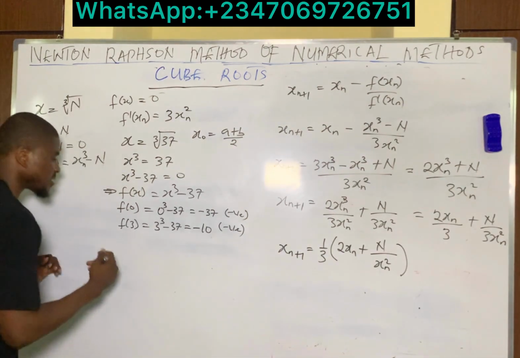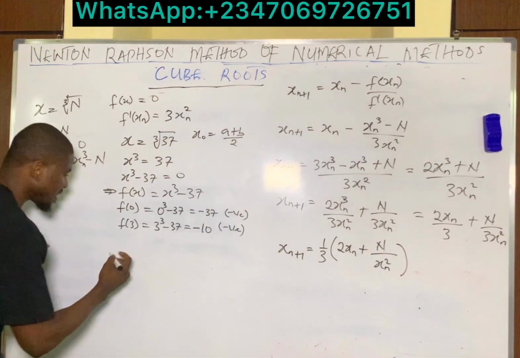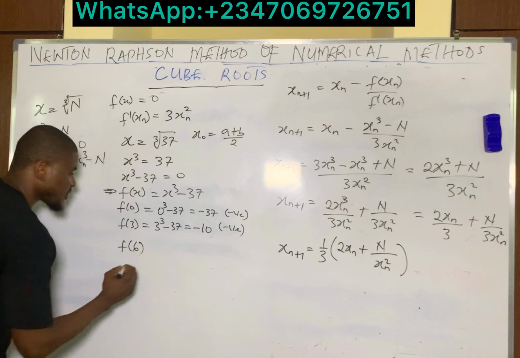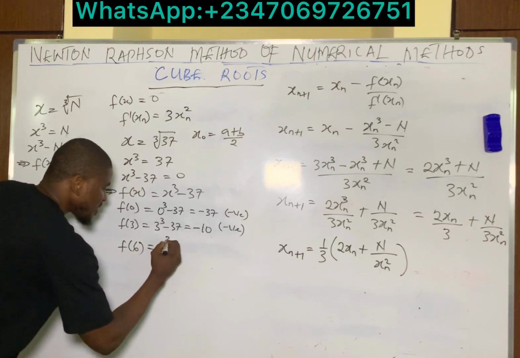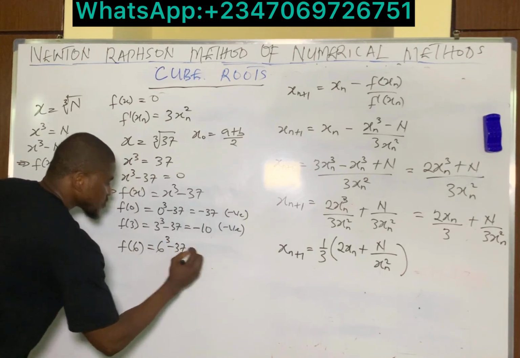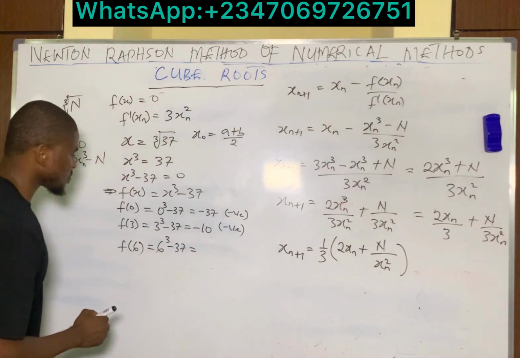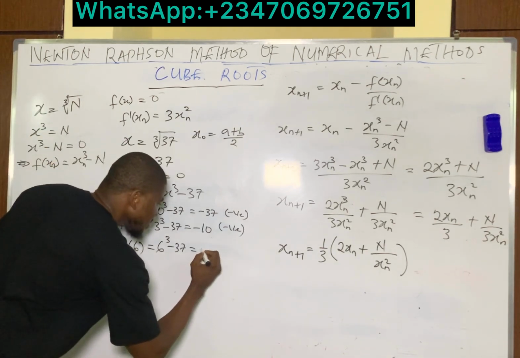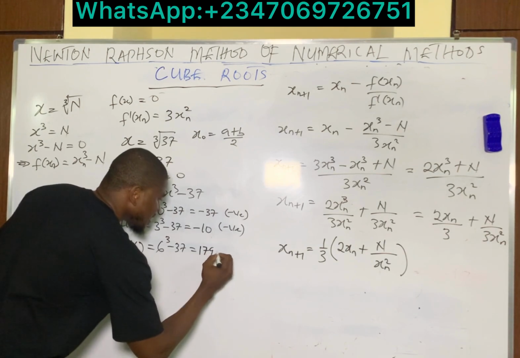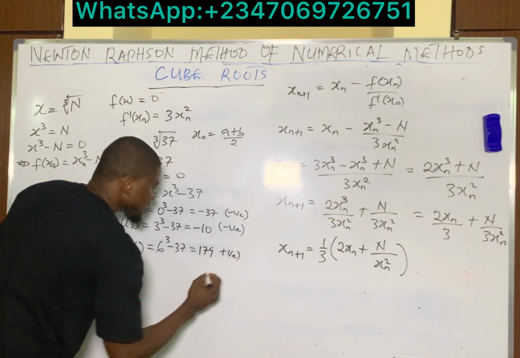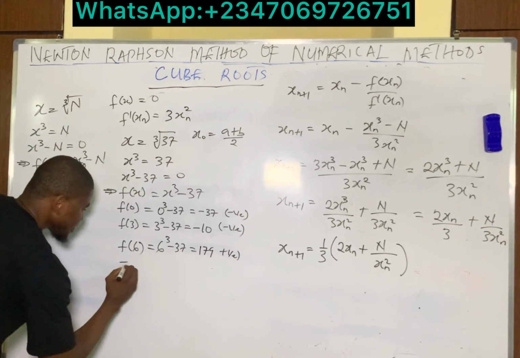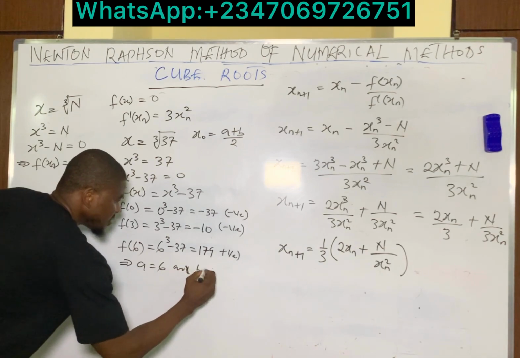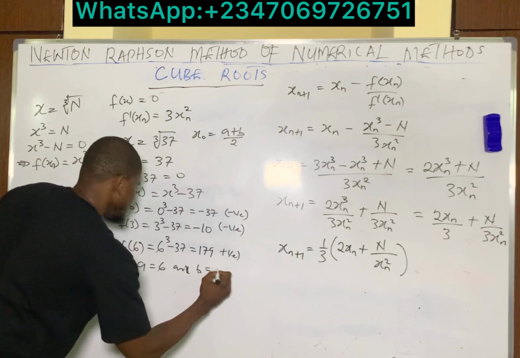Now let's try again. Remember, the range we are taking is 3. So let's try again. That means our next value is going to now be what? 6. So we'll try f of 6. This becomes 6 to the power of 3 minus 37. So let's see what this value gives to us. So that gives us simply 179. So we have 179, and this value is positive. So this simply means that A is equal to 6 and B is equal to 3.